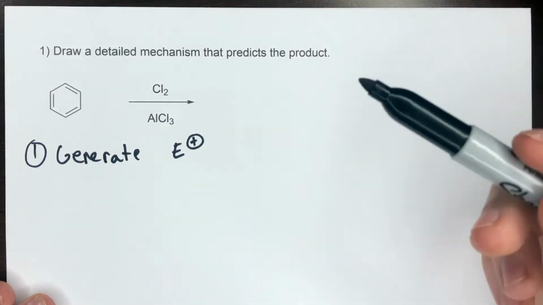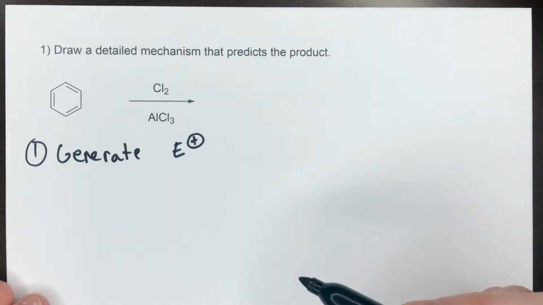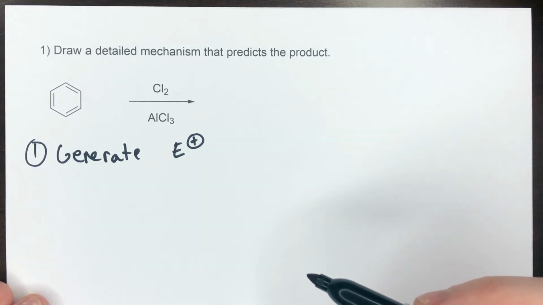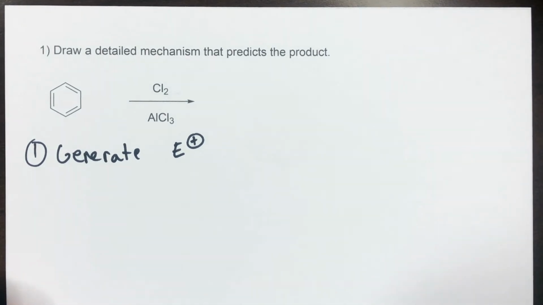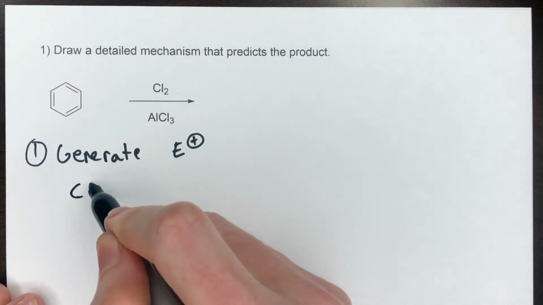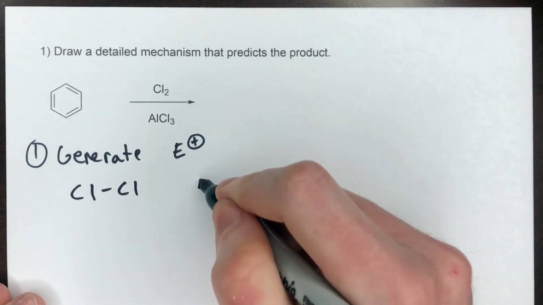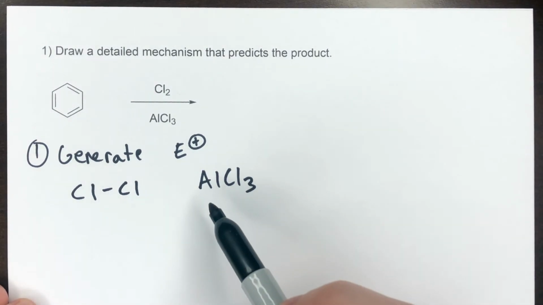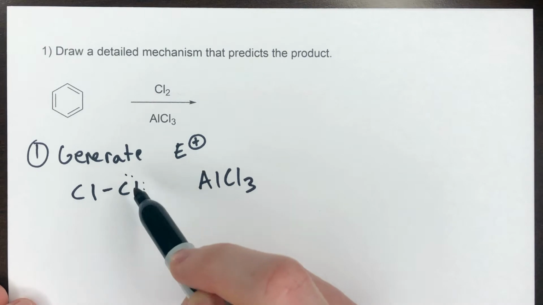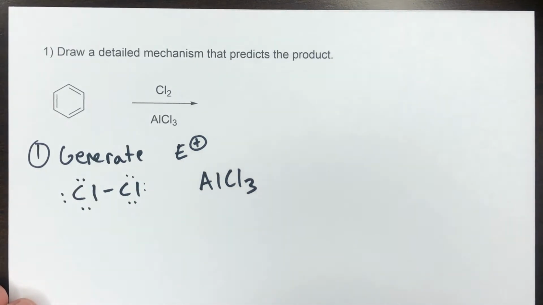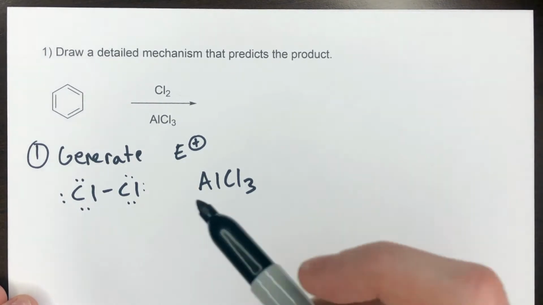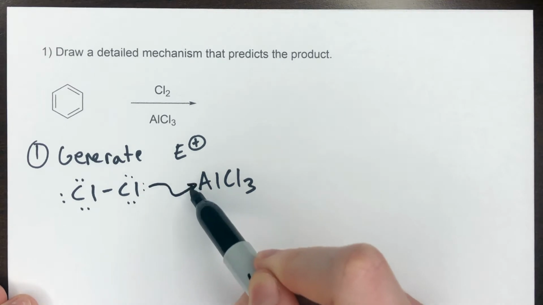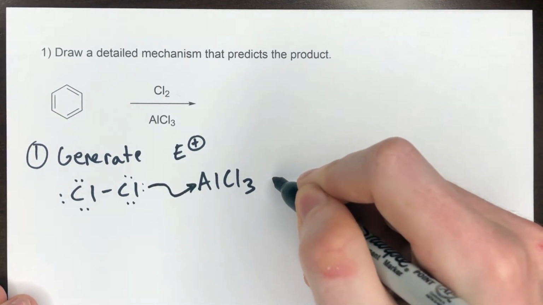If we look at these molecules, molecular chlorine, Cl2, and aluminum trichloride, we don't see any obvious electrophile right away. So we are going to have to generate it, and it is through the following mechanism, where you have molecular chlorine and aluminum chloride. Aluminum chloride is a Lewis acid. It can take a new bond, and we have molecular chlorine with all these lone pairs that can function as a Lewis base. So this first step in the generation of the electrophile for this specific example is a Lewis acid-base reaction where the chlorine binds to the aluminum.